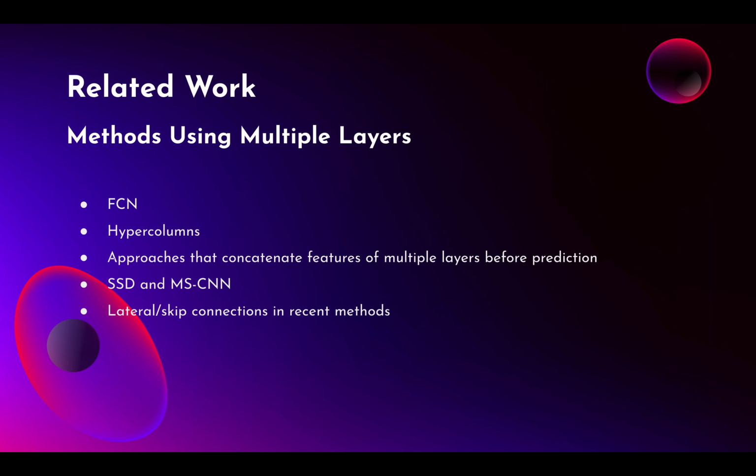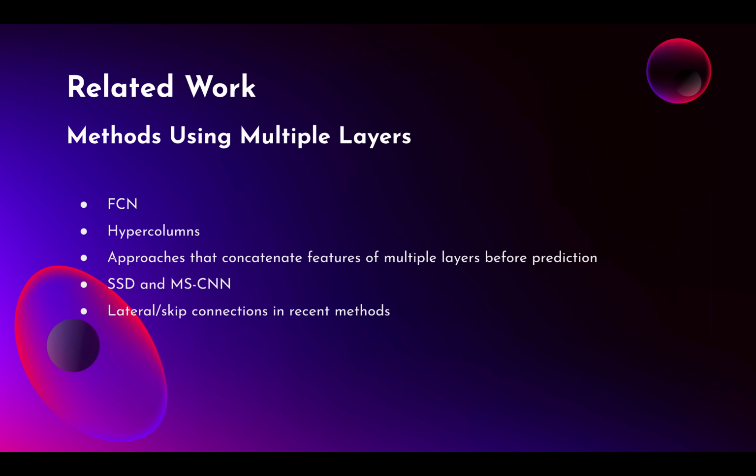And the method using multiple skews. The FCN sums partial scores for each class over multiple skews for computing semantic segmentation. The hypercolumns apply similar ways for instance segmentation. Differently, some approaches concatenate features of multiple layers before prediction. The SSD and MSCNN predict objects at multiple scales of the feature hierarchy without combining the features.